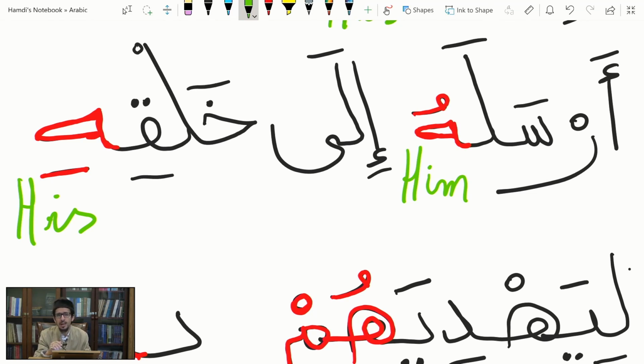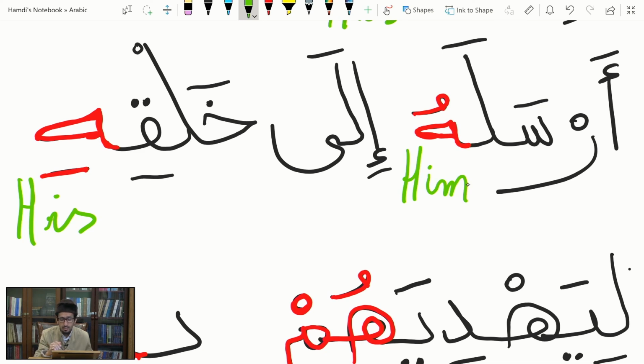This one is an objective pronoun. Why? Because it replaces the object of what? Of the verb. It replaces the object of the verb. Each verb, a verb of an action. Each action has an object.